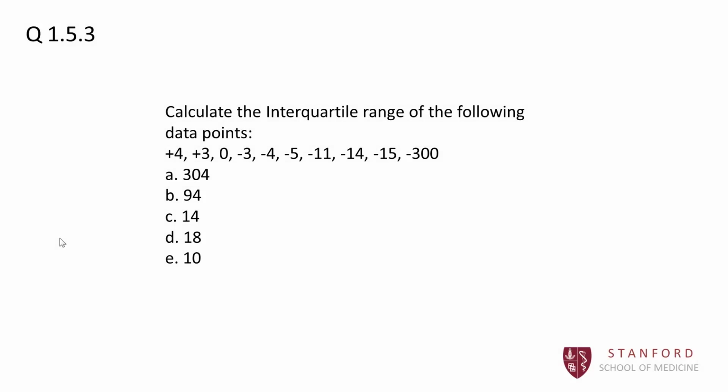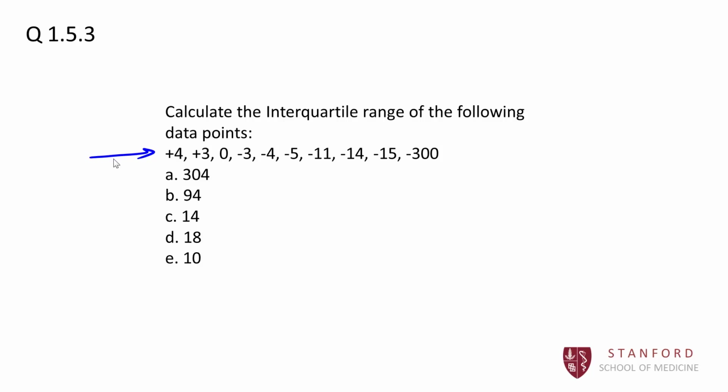This question asks us to calculate the interquartile range given the following data points. The first thing you should notice is that the data is arranged for us. It's already sorted in descending order, which is great because that means we don't have to do that. That would otherwise be the first step. So now what are we going to do?